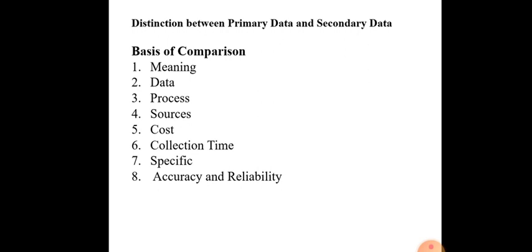Next it is related to the process. Process is the third point. In primary data, the process is very involved. Much effort is needed to collect primary data, we must be very involved in the process. And with secondary data, we can get it in a quick and easy way. So this is about the process.